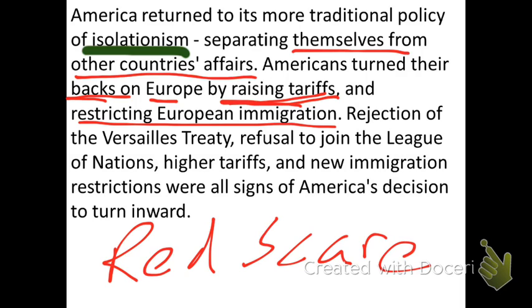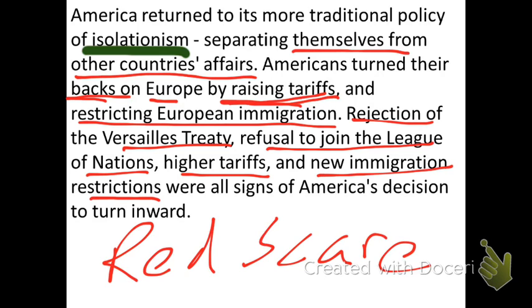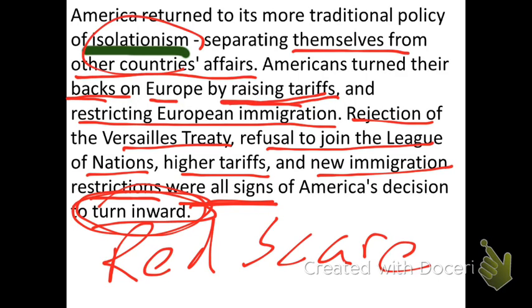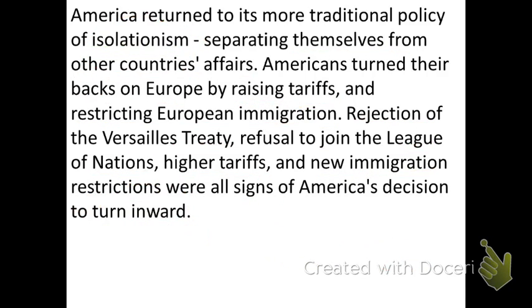So, we reject the Treaty of Versailles. We refuse to join the League of Nations. We pass higher tariffs, and we have new immigration restrictions. These were all signs of America's decision to turn inward, to return once again to an isolationist mode. And that ends our section 4 of chapter 9, America at War.